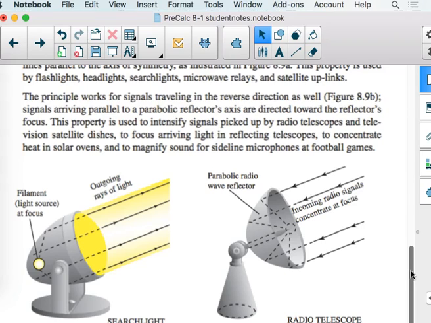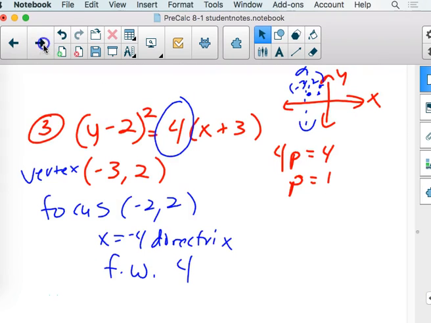So this property is used to intensify signals picked up by radio telescopes and television satellite dishes, to focus arriving light in reflecting telescopes, to concentrate heat in solar ovens, and to magnify sound for sideline microphones at football games. To hear aliens and stuff. You'll see in all the spots where they're out there listening, to these huge parabolic dishes, trying to grab in any of those sounds and make sense of them. They're using the parabolic shapes.